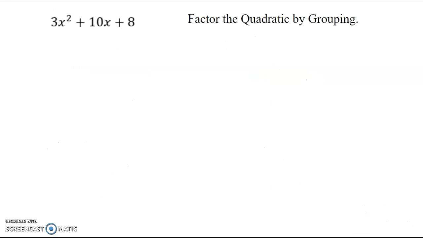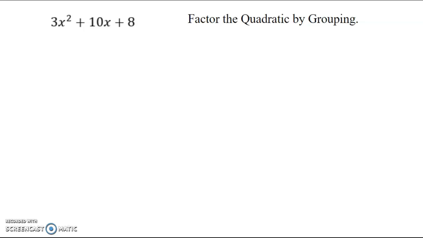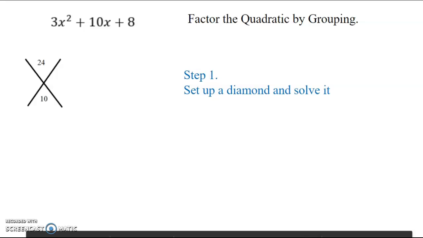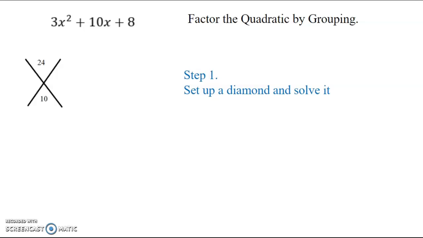Okay, then let's finally get into factoring quadratics by grouping. If you have 3x squared plus 10x plus 8, we cannot use the traditional method because of the 3. The leading coefficient, or the number in front of the x squared term, is 3. So we cannot use the method that we've been using up to now. The first step is to set up the diamond and solve it. Setting up the diamond is tricky. Well, it's not tricky. You just need to know how to do it.